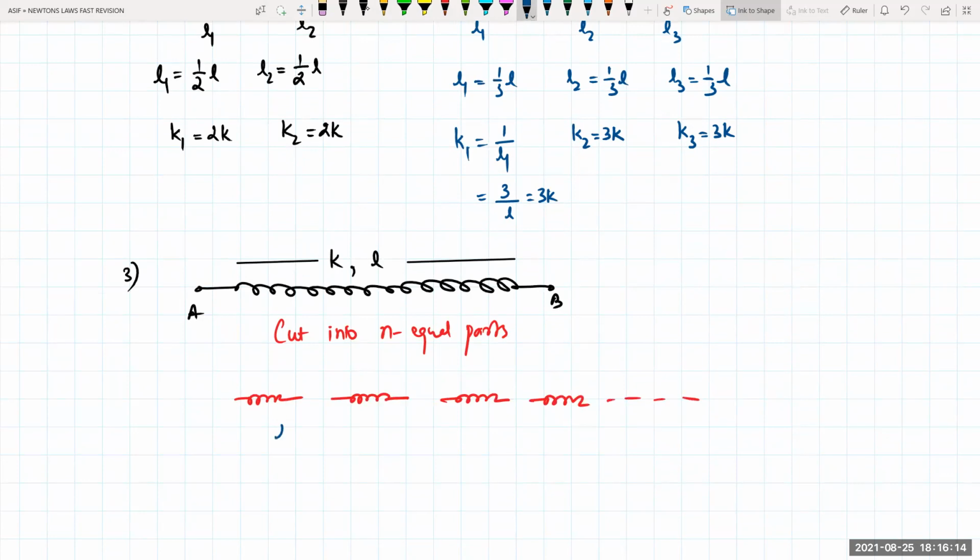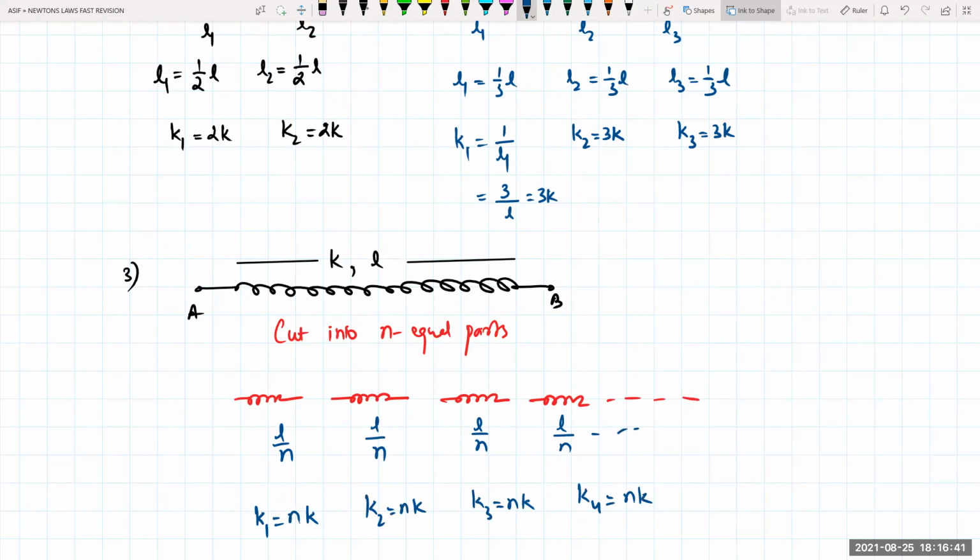What will this length be? L by n. This one is also L by n, this is also L by n, and this is also L by n. Go on like that. So K1 will become n times of K. K2 is also n times of K, K3 is also n times of K, and K4 is also n times of K. Agreed? Yes, sir.